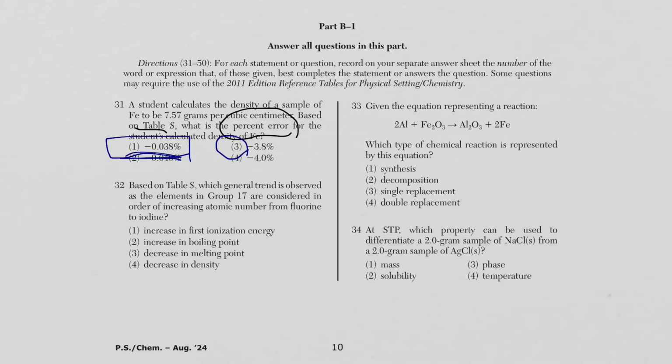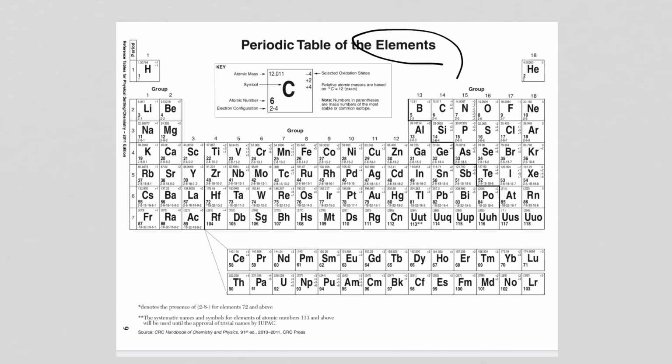All right, let's take a look at 32 based on table S. Which general trend is observed as the elements in group 17 are considered in order of increasing atomic number from fluorine to iodine? Well, it's real simple. We just got to do a little detective work here. Let's go for it.